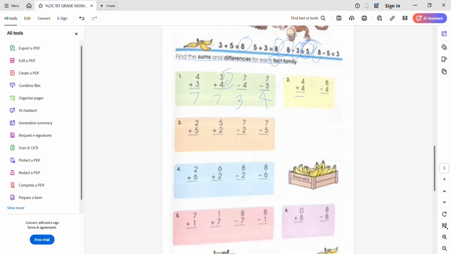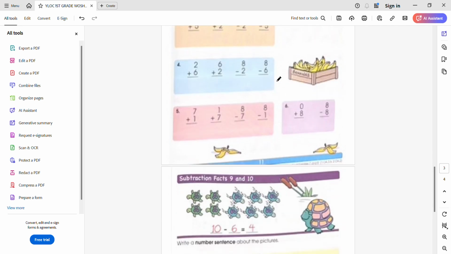So 4 plus 4 is 8. 8 minus 4 is also 4. The reason why they only have 2 for this one is because 4 and 4 are the same numbers. So let's try number 5.